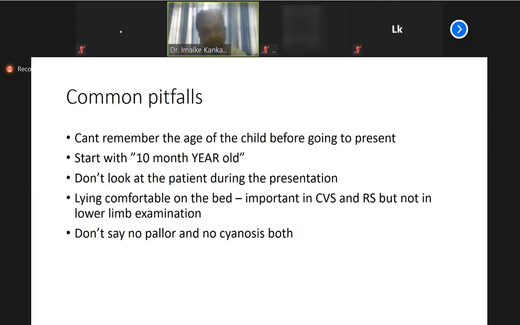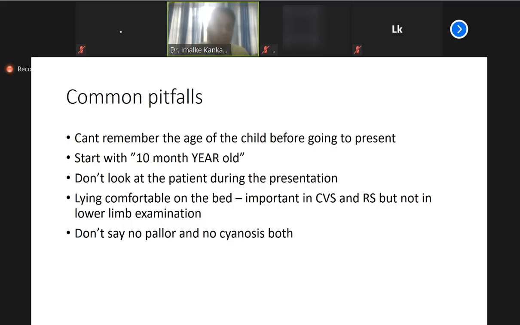And also don't look at the patient during your presentation. Keep your hands back or wherever, in a comfortable, confident position. Don't just lean forward, and don't show the examiner that you are incompetent. Your findings may be incorrect, but be confident.